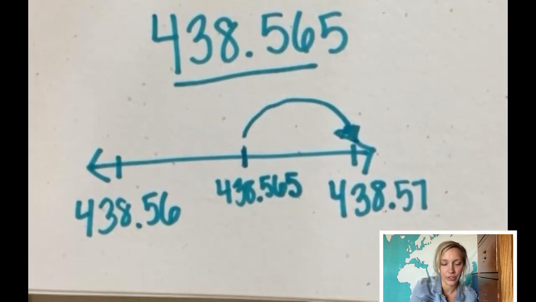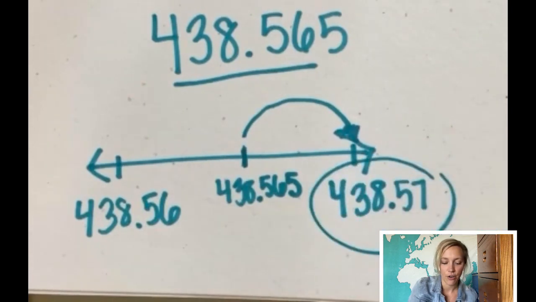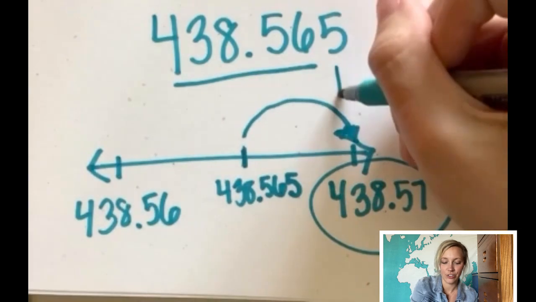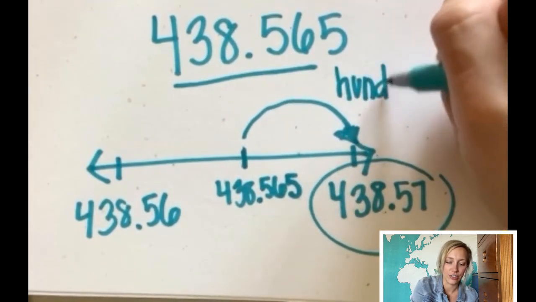So our number rounded to the nearest hundredth is 438 and 57 hundredths, rounded to the nearest hundredth.